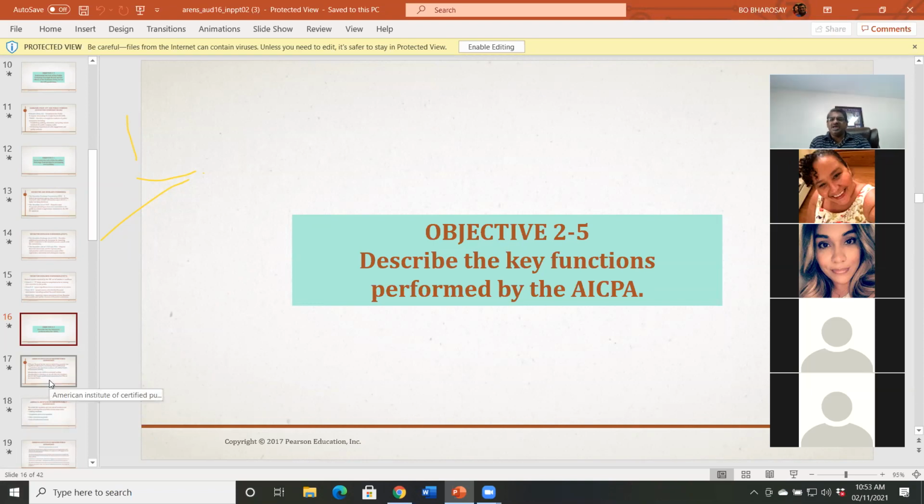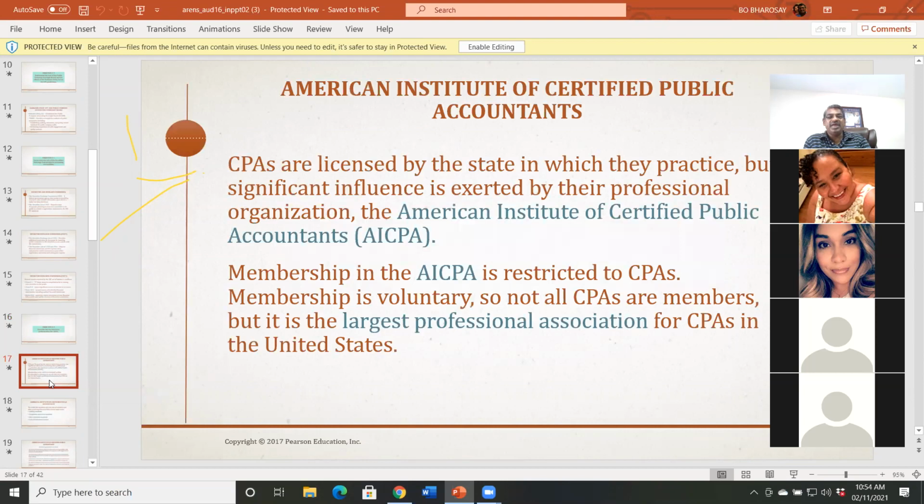What does the AICPA do? The AICPA sets auditing standards. They set accounting and review standards. They're engaged in research and development as it relates to the accounting profession. Guess what? They set the CPA exam and they also grade the CPA exam. So, the AICPA.